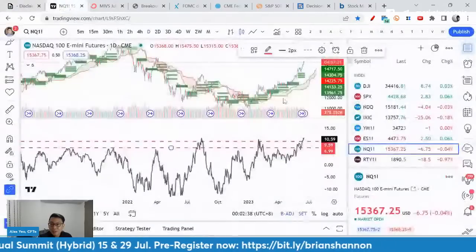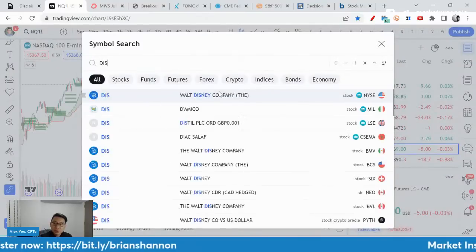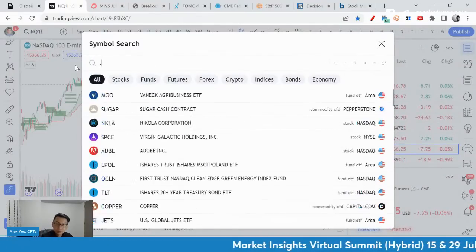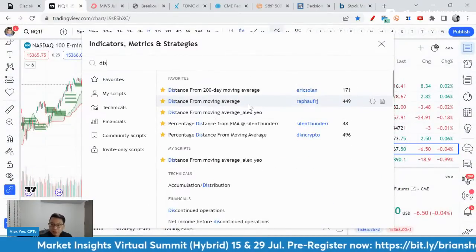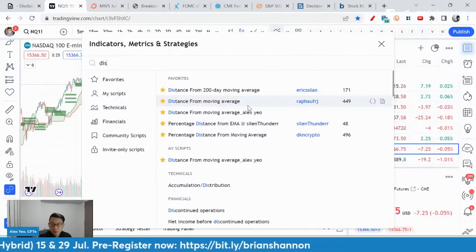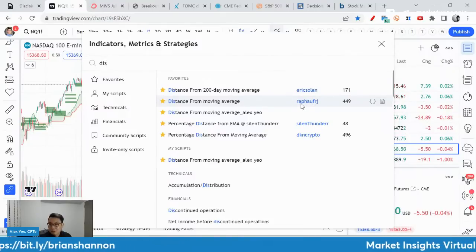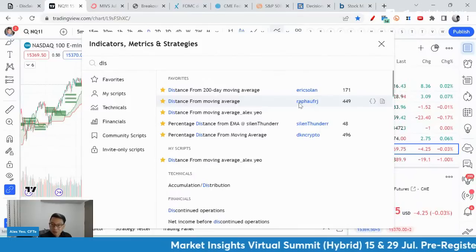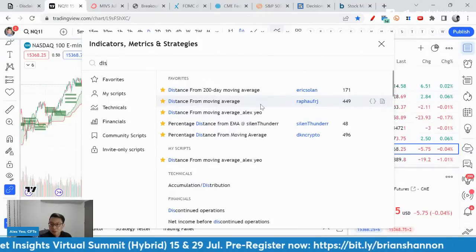Okay, another one that you can use. Right, so this is the distance from moving average, this one without the percent. This is just based on numbers. I isolate the numbers, not the percentage-wise. So distance from moving average is from this gentleman called Rafael FRJ. I don't know how to pronounce it. You can just search for that distance, and it will come out. You can just apply it.